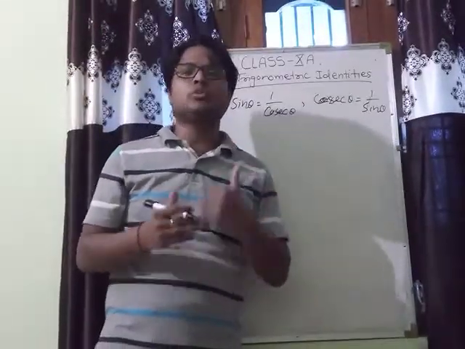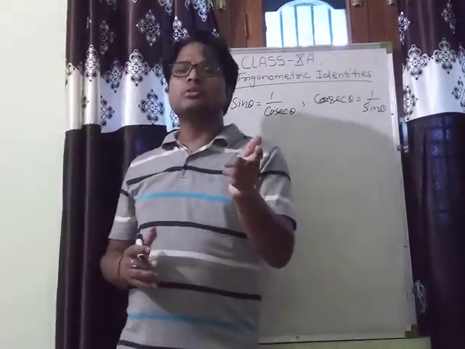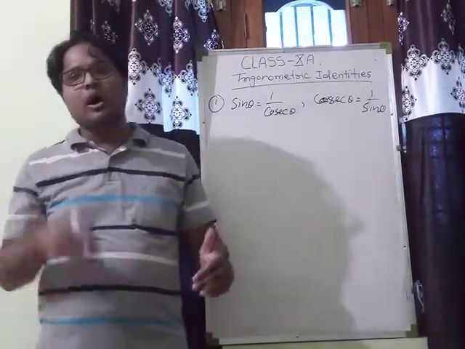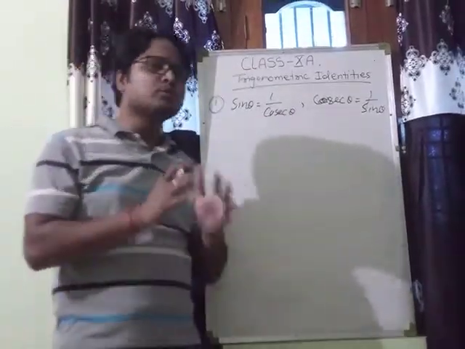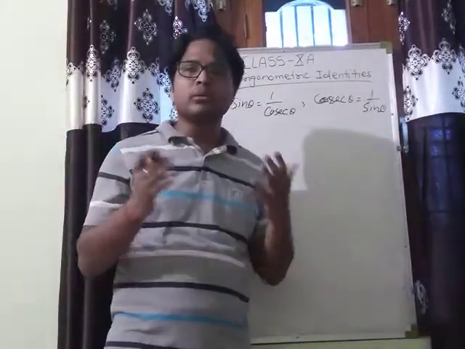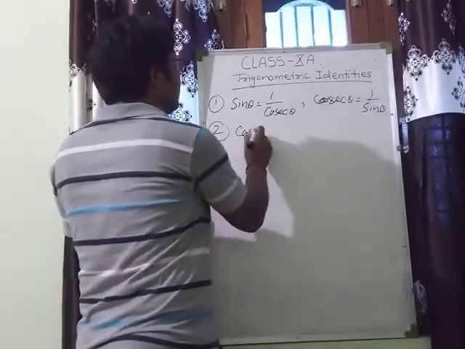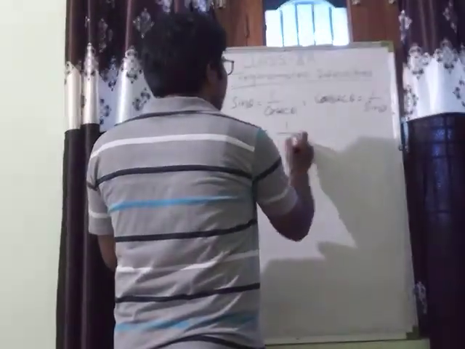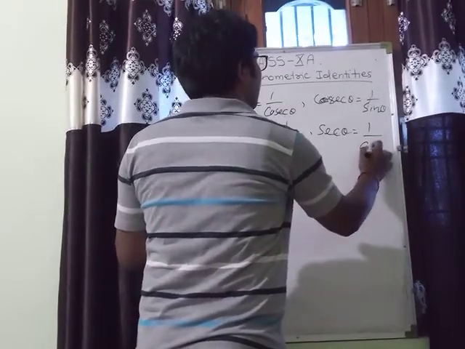We know that sin theta and cosec theta are reciprocal to each other. Why? Because sin theta is perpendicular upon hypotenuse, and cosec theta is hypotenuse upon perpendicular. So sin theta is equal to 1 by cosec theta and cosec theta is equal to 1 by sin theta. Second, cos theta is the reciprocal of sec theta. So cos theta is 1 by sec theta and sec theta is 1 by cos theta.